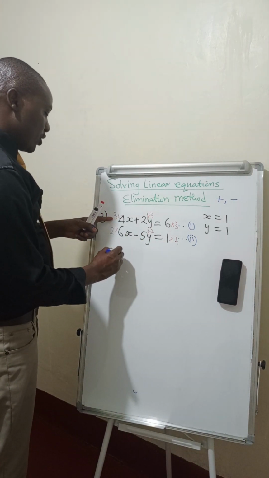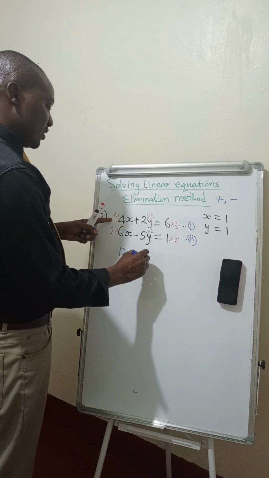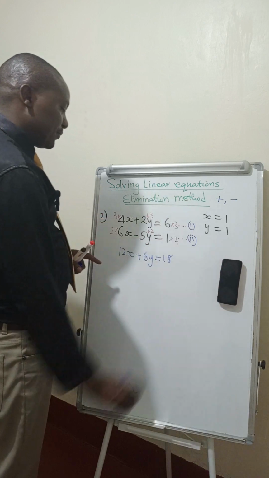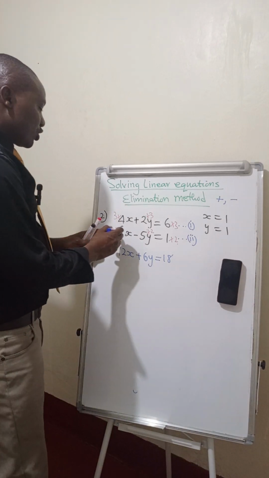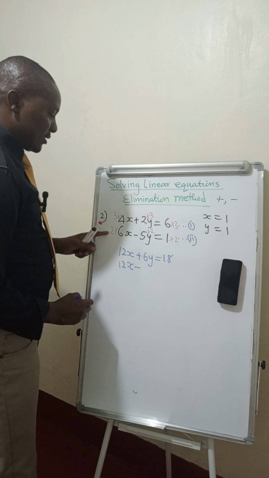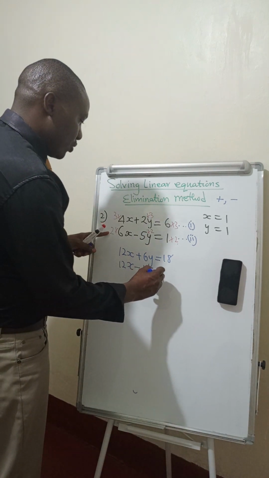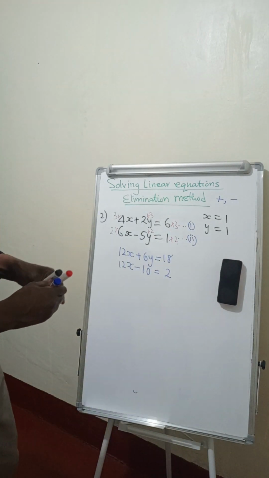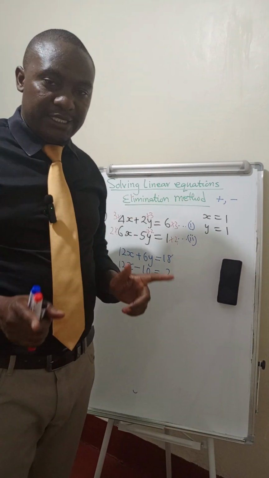3 times 4, you will get 12x, plus 2 times 3, you will get 6y. 6 times 3, you will get 18. Are you following, my learner? Yeah, let's make it easier. 2 times 6, you'll get 12x, minus 2 times 5, you'll get 10y, equal sign. 1 times 2, you'll get 2. Yes. Now, we have balanced the x so that we eliminate it.